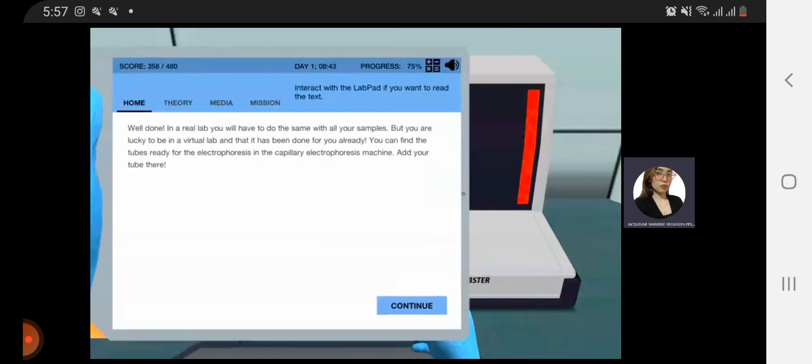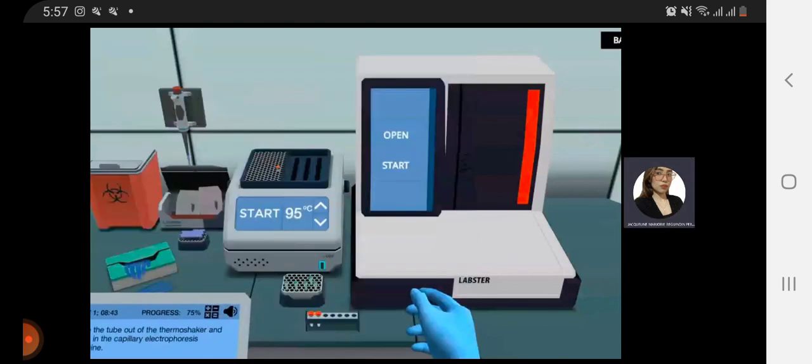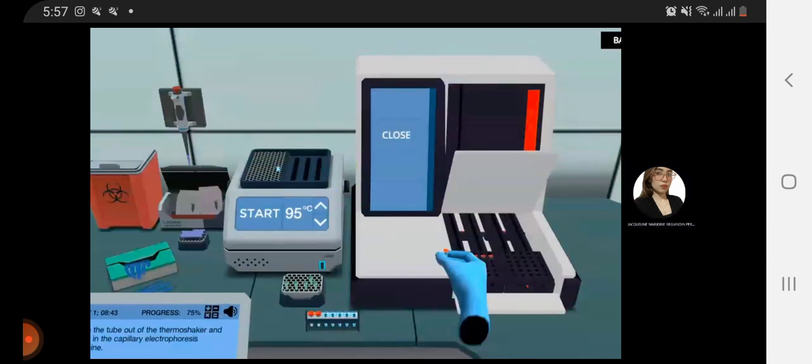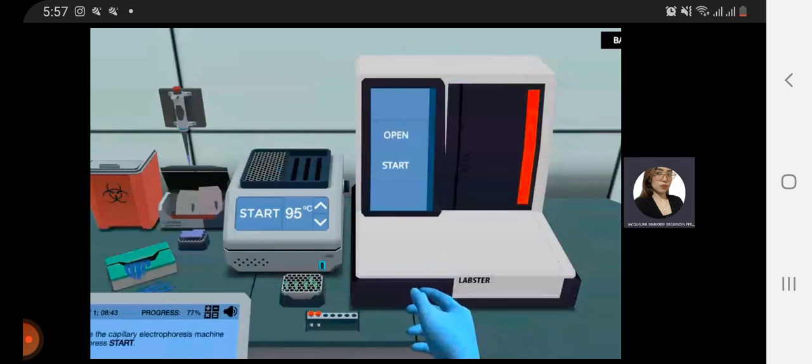Well done. In a real lab, you will have to do the same with all your samples. But you are lucky to be in a virtual lab and that it has been done for you already. You can find the tubes ready for the electrophoresis in the capillary electrophoresis machine. Add your tube there. Take the tube out of the thermoshaker and put it in the capillary electrophoresis machine. Close the capillary electrophoresis machine and press start.